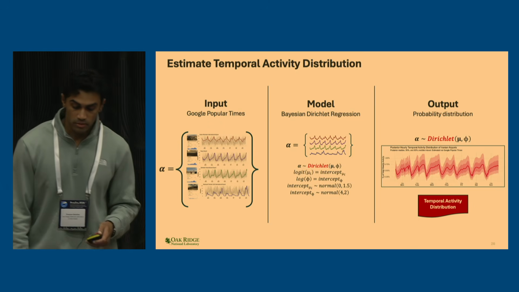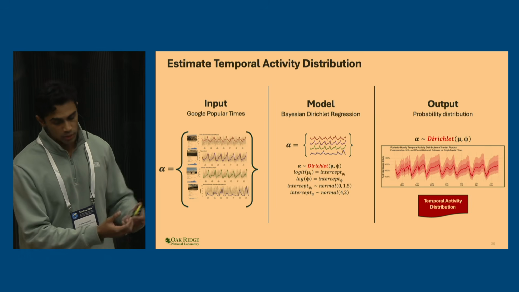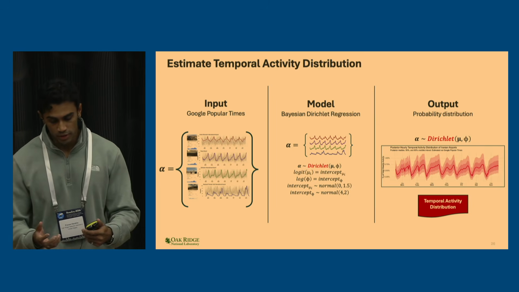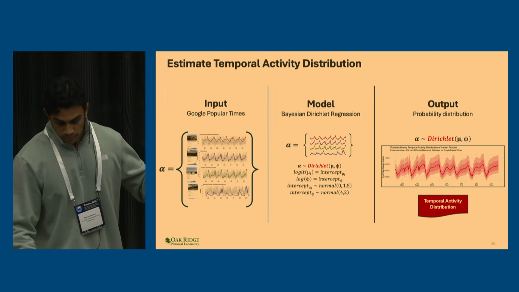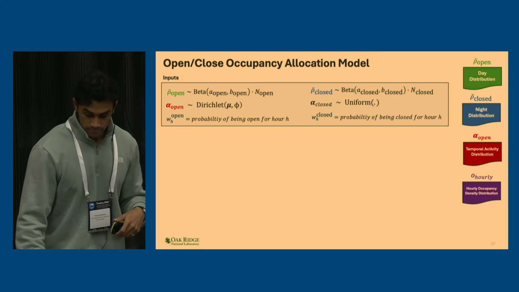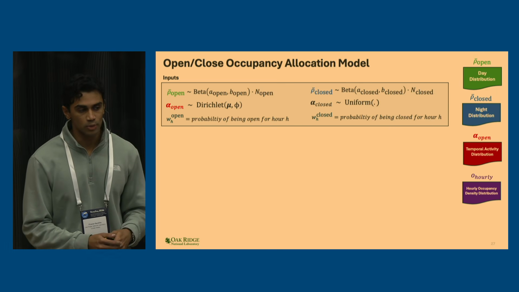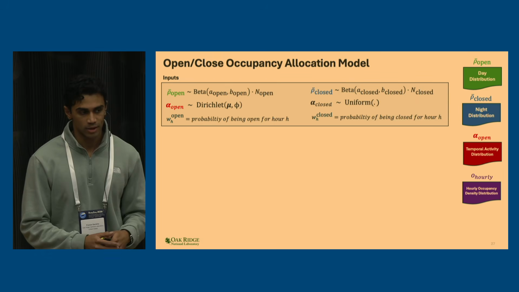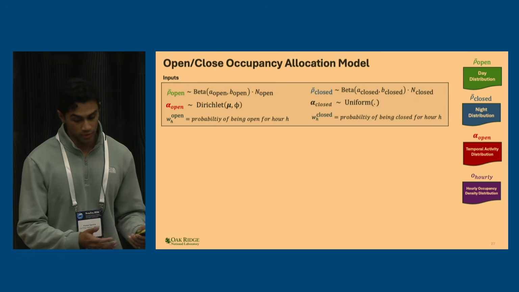We see that when we run the same Bayesian Dirichlet regression pipeline, we get our Google Popular Times in, Dirichlet regression model, and out comes the temporal activity distribution. But the temporal activity distribution isn't the occupancy density. Occupancy density is an actual number of people per square foot.